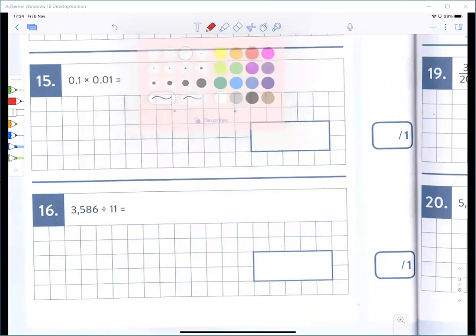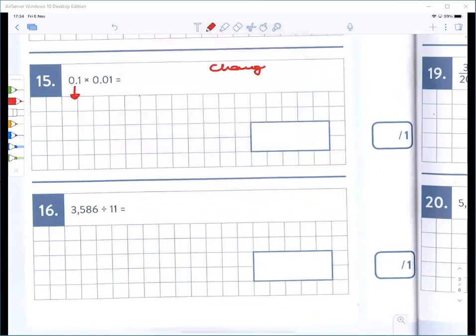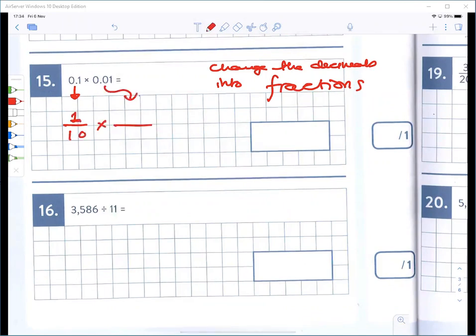So you change that into a whole number. Change the decimals into fractions. So what's 0.1 as a fraction? 1/10. Beautiful, that's good. And what's 0.01 as a fraction? 1/100. Lovely. Now finish it off for me.